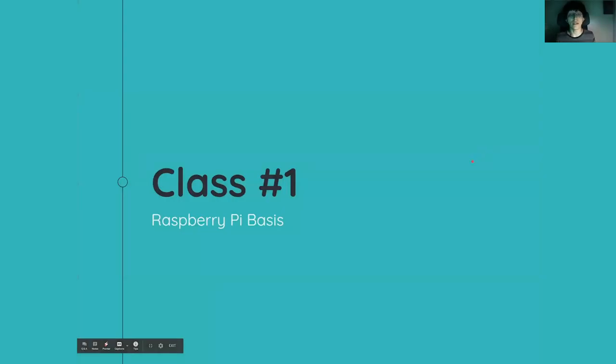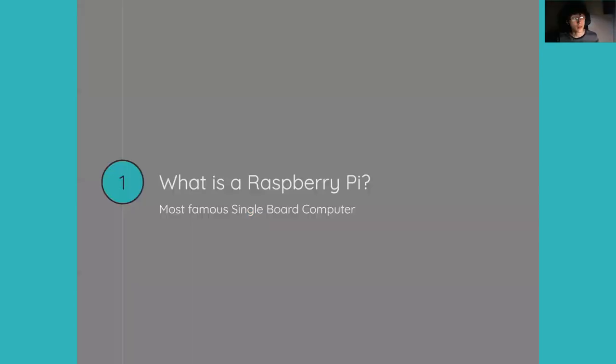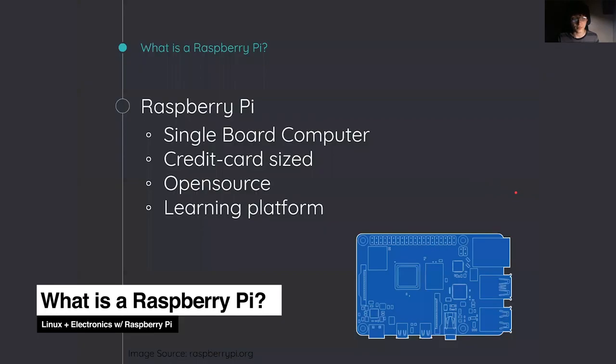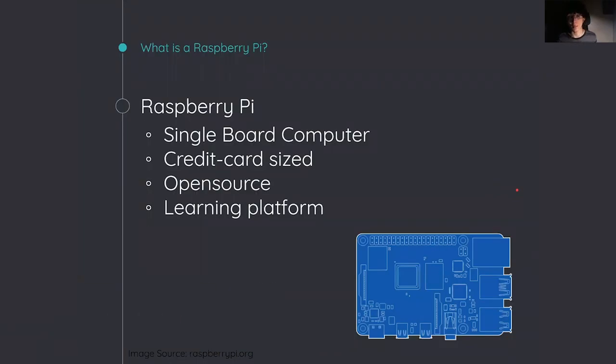Okay, so in this first class, we're going to talk about the Raspberry Pi basics. What is a Raspberry Pi? In short words, it's the most famous single board computer. A Raspberry Pi is a single board computer, as I said.